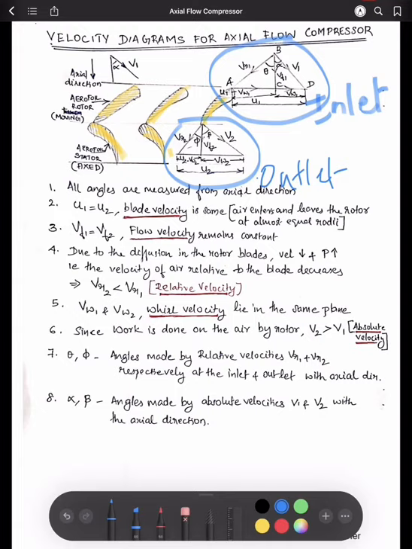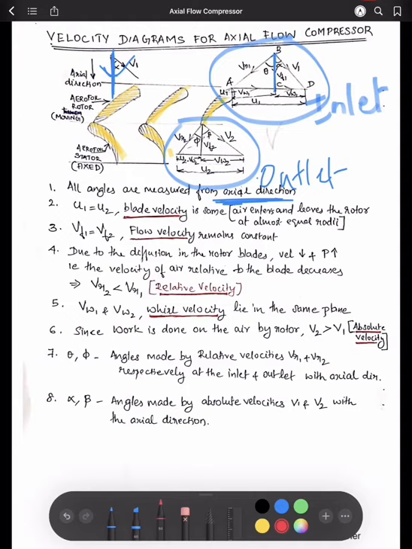Now in the inlet, the main difference from that of a centrifugal compressor is that all angles will be measured from the axial direction. Clear? Now this is the axial direction and all angles will be measured from this axial direction. Please understand that all angles of the relative velocity and absolute velocity will be measured from this line. Clear? Now I'll explain all the terms.